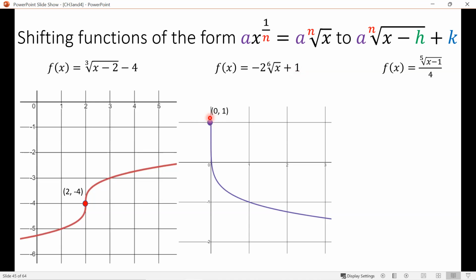It's right here. And then we open upside down because of that negative sign. And our domain is only 0 and larger, and our range is from -infinity to 1.